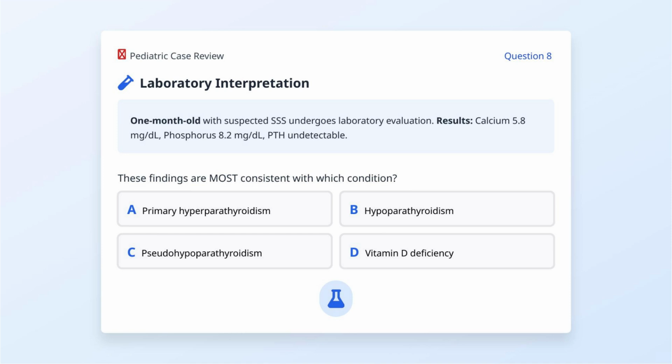A 1-month-old infant with suspected Sanjad-Sakati syndrome undergoes laboratory evaluation. Results show calcium 5.8 milligrams per deciliter, phosphorus 8.2 milligrams per deciliter, and parathyroid hormone undetectable. These findings are most consistent with which condition? Analyze the laboratory pattern carefully.